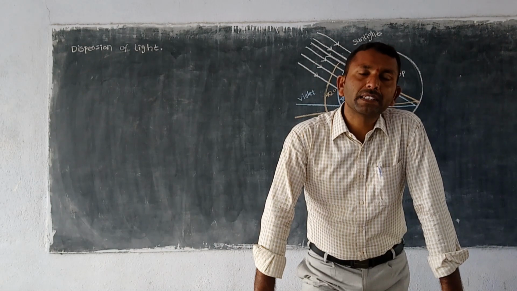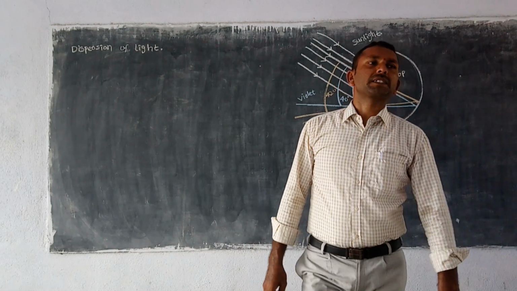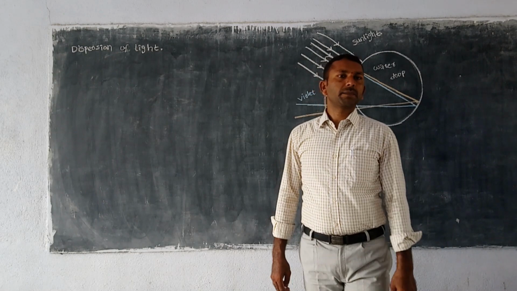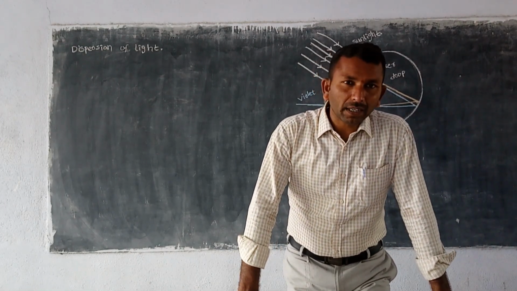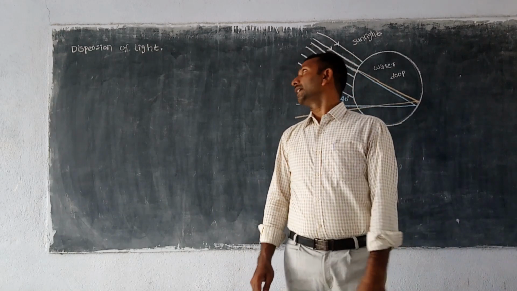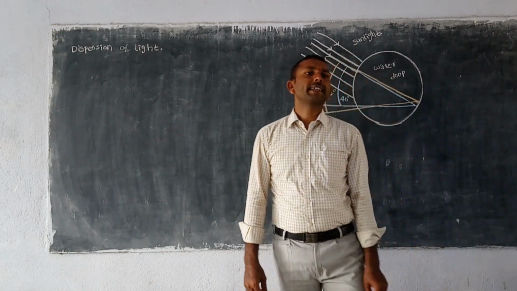And also we learned the prism formula. What is the prism formula? Sin (A plus D) by 2 equals sin A by 2. Now in this class we are going to learn about the dispersion of light.